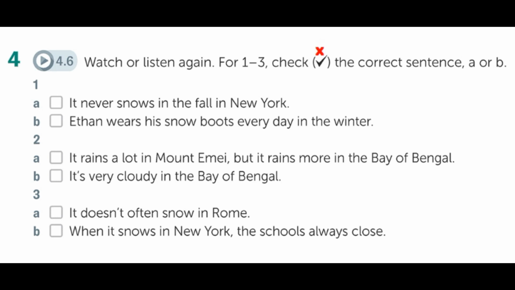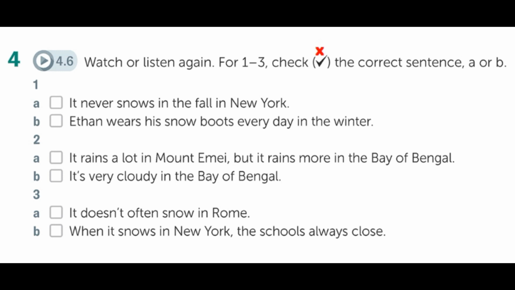Number 1, A. It never snows in the fall in New York. Or B. Ethan wears his snow boots every day in the winter. 2. It rains a lot in Mount Ma, but it rains more in the Bay of Bengal. Or letter B. It's very cloudy in the Bay of Bengal. Number 3. A. It doesn't often snow in Rome. Or B. When it snows in New York, the schools always close.